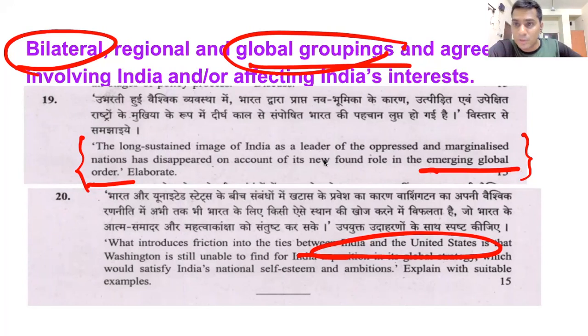Global groupings. Definitely the theater is changing now, from the West Asia theater to the Indo-Pacific theater. So definitely the question will be there on how the global order is changing. So they will ask these type of questions.